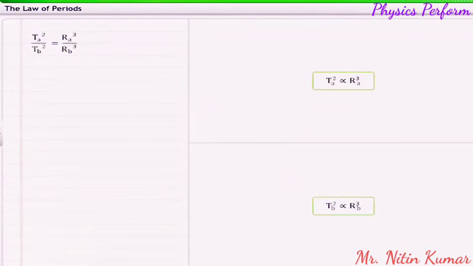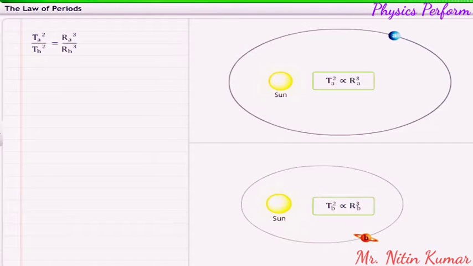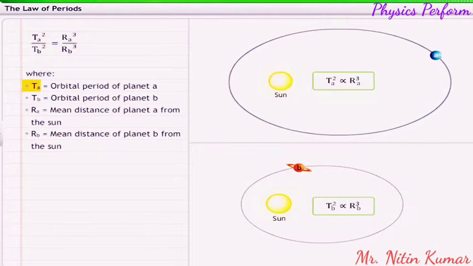If we consider two planets, A and B, and compare their mean distances from the Sun and orbital periods, we get the relationship as TA squared divided by TB squared is equal to RA cubed divided by RB cubed, where TA is equal to orbital period of planet A, TB is equal to orbital period of planet B, RA is equal to mean distance of planet A from the Sun, and RB is equal to mean distance of planet B from the Sun.